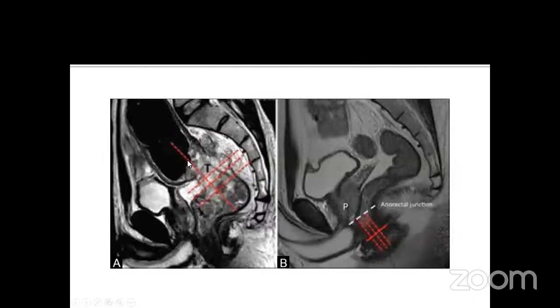So how do we scan? This is the longitudinal axis of the rectum, and this is the tumor. You have to scan perpendicular to the longitudinal axis, the scan planning. Similarly, for the lower rectum, your scan planning is slightly different. For the upper rectum, your scan planning is slightly different.